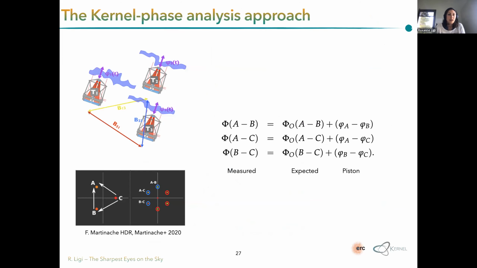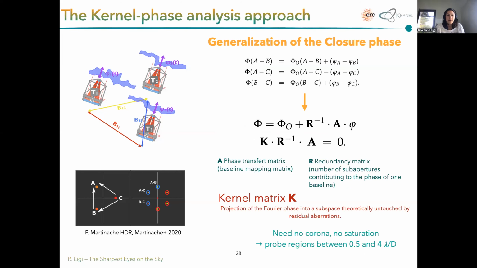So one approach that can be really interesting and deal with this problem is to use the kernel phase analysis. When you have 3 telescopes or more, you can measure the closure phase. Everybody here knows that. For each pair of telescopes, you have a measurement of the phase, which is composed of the expected phase and a piston. All these pistons for a closed triangle made of 3 telescopes are not independent, and then you can subtract them. Then the kernel phase analysis is a generalization of the closure phase.